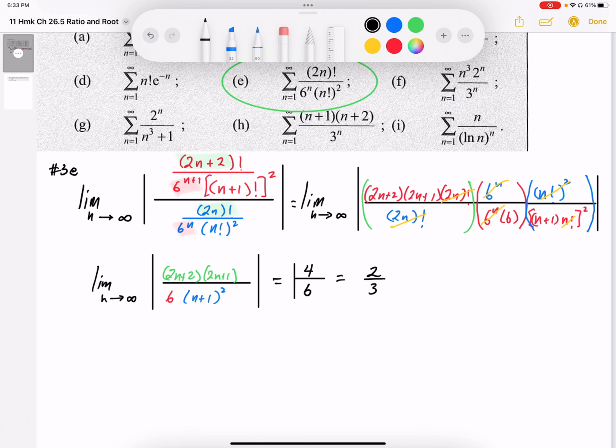Okay, I can keep the absolute value. Actually, I don't need the absolute value anymore since we know that that's a positive value. And we know that what we're looking for is less than 1. So that's true. So this is convergent.